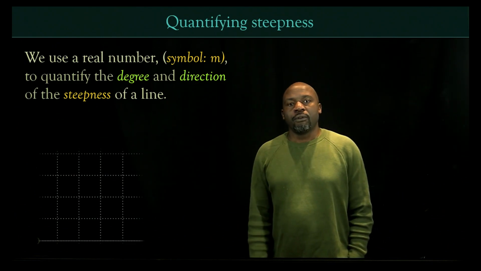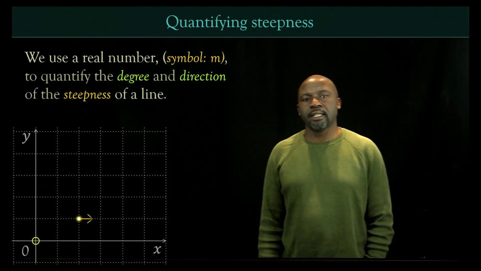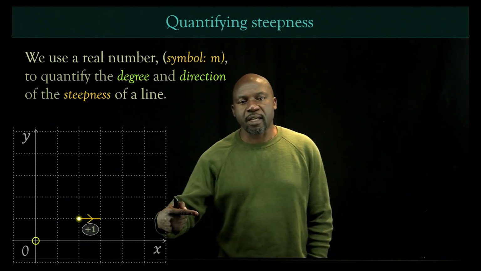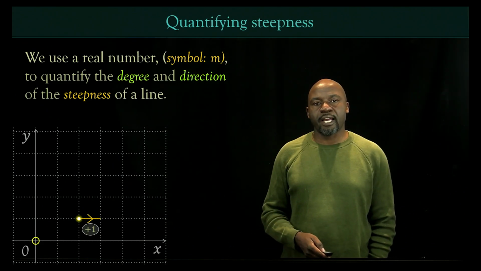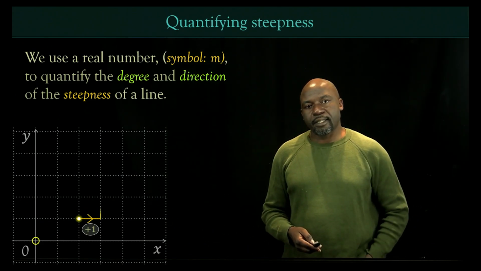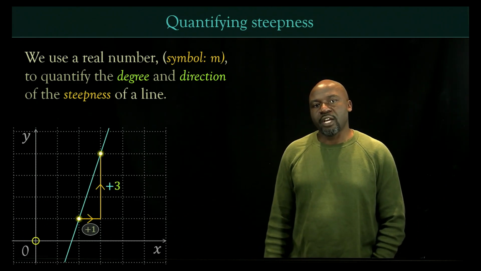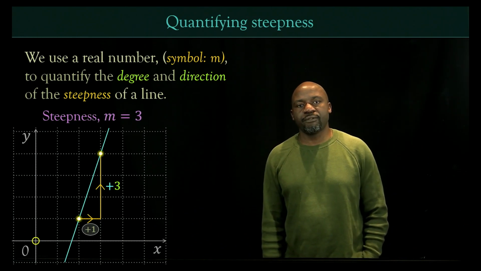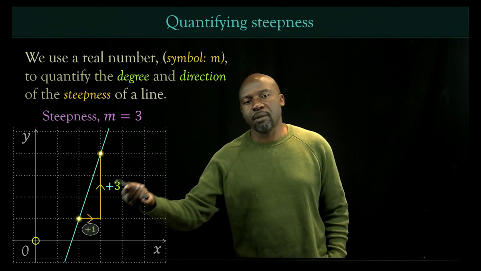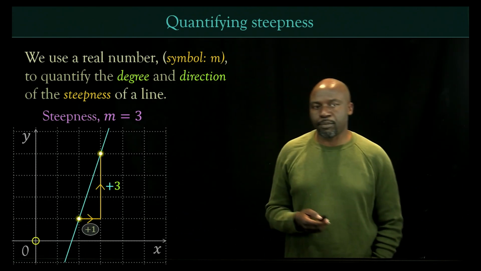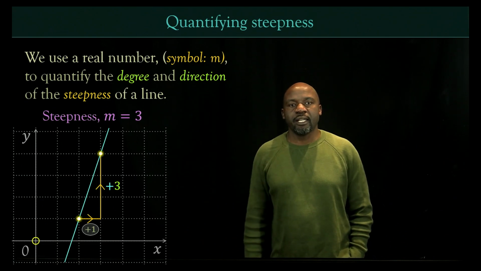Here is an example of what I'm talking about. I can pick 2 points like that. If a line is such that a movement of one step in the positive x direction, or to the right, results in, say, a 3 step climb, then we can say that this line has a steepness value of 3. A steepness value of positive 3. The positive means the direction of steepness is positive, and the magnitude of that steepness is 3.